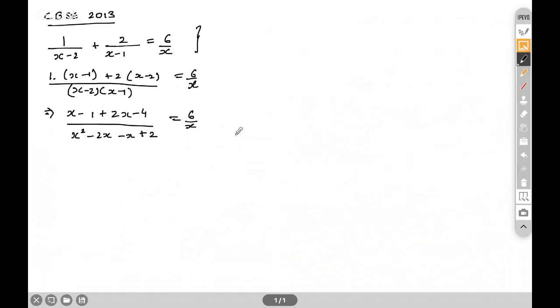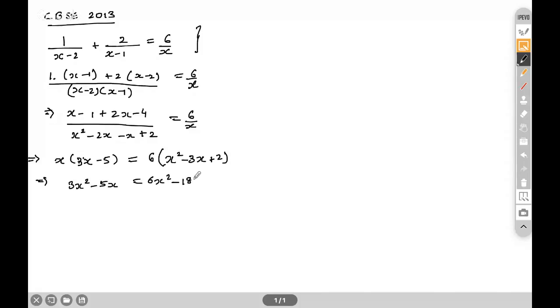Okay, now let us cross multiply. Cross multiplying, I will get x times (x + 2x, which is 3x, and −1 −4 is −5). Okay, and this has to be equal to 6 times, here if you simplify, x² − 3x + 2. Correct? So simplifying further, this is 3x² − 5x, and this equals 6x² − 18x + 12.